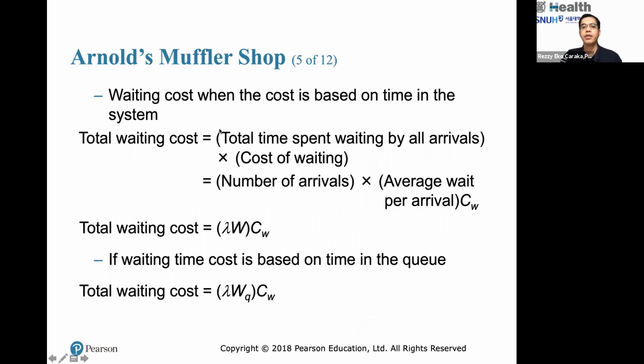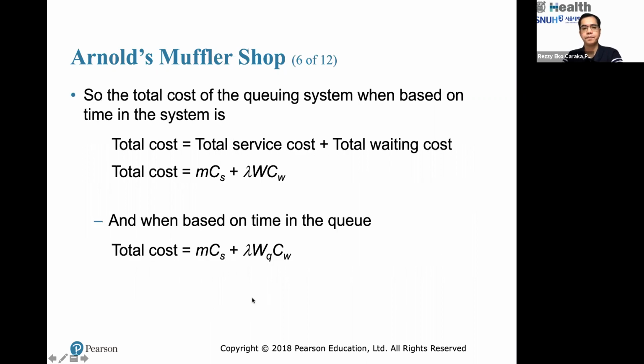Here we have the waiting cost, when the cost is based on the time in the system. Total waiting cost is the total time spent waiting by arrivals multiplied by the cost of waiting, or in short, lambda W Cw. This is the mathematical way to calculate the total waiting cost. If the waiting cost is based on the time in the queue, we calculate it with lambda, Wq, and Cw.